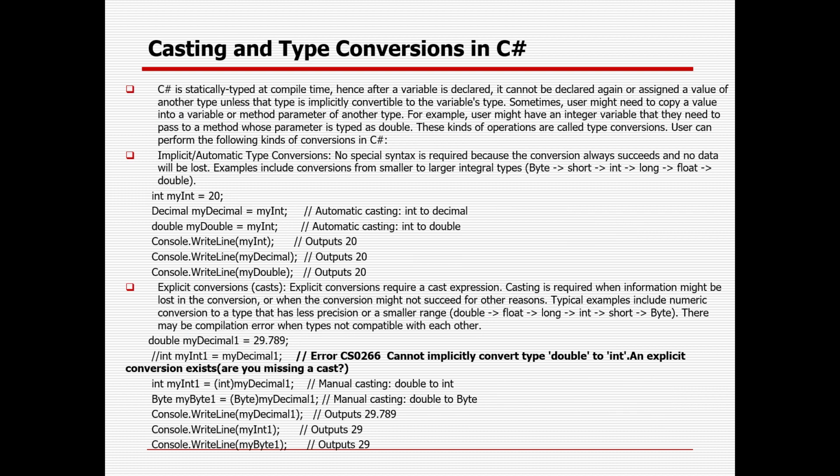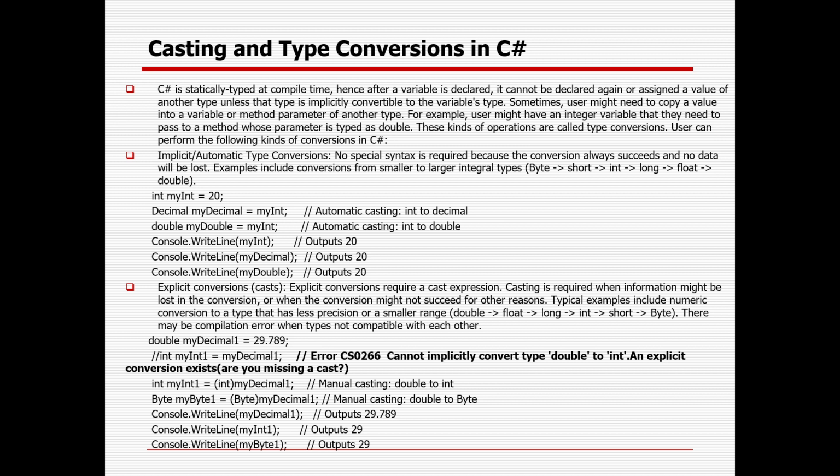C# is statically typed at compile time. Hence, after a variable is declared, it cannot be declared again or assigned a value of another type unless that type is implicitly convertible to the variable's type. Sometimes the user might need to copy a value into a variable or method parameter of another type. For example, the user might have an integer variable that they need to pass to a method whose parameter is typed as double. So this kind of operation is called type conversion in C#.